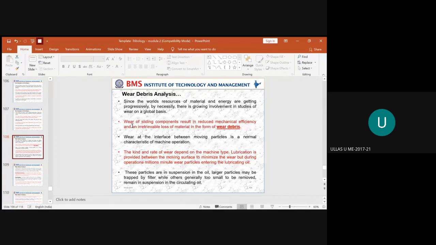Now we'll continue the procedure, or the protocol, one has to follow to do debris analysis. Now you know what we mean by wear and why debris analysis is needed, so now we will take both the words together. You know that all the resources we use are made up of materials, right? And energy is getting progressively a very much needed and growing phenomenon to understand various analyses related to wear across the globe.